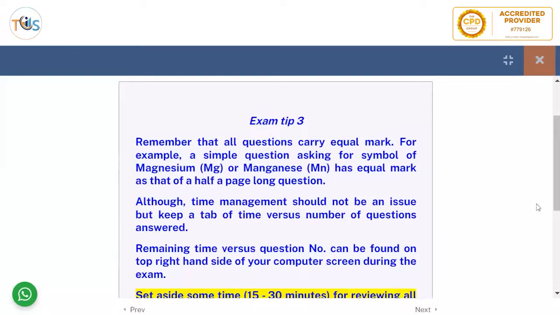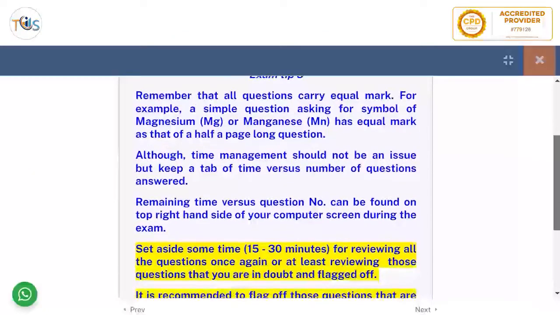Remember that all questions carry equal marks. For example, a simple question asking for the symbol of magnesium or manganese has equal marks as that of a half-page long question. Although time management should not be an issue if you use your time wisely, still keep a tab of time versus number of questions answered, so you keep a constant speed of progress.